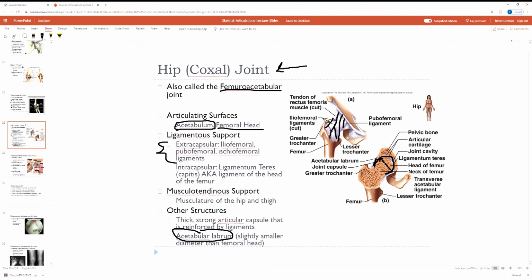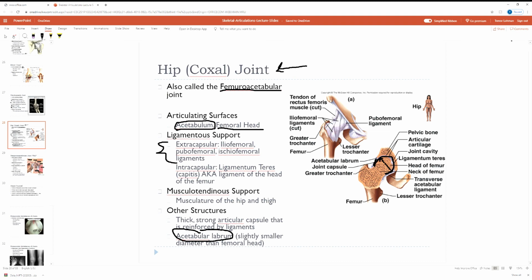So it's more stable and standing when you need it to be stable. There's also a ligament that actually attaches to the fovea capitis, right into the head of the femur. It's really just there to protect an artery, but it also increases stability. And then musculotendinous support. That's a no-brainer here. I mean, all of the biggest muscle groups are right here.